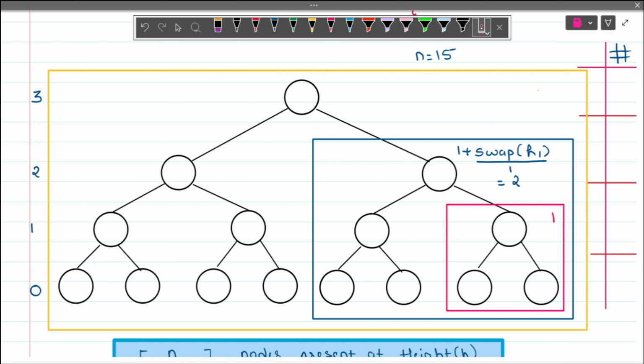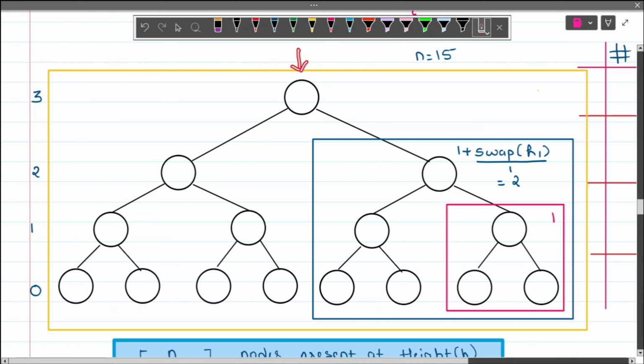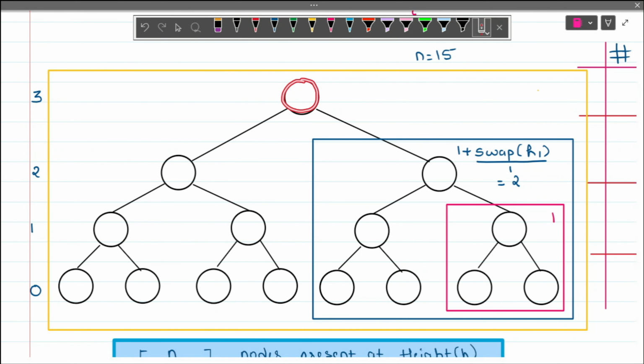Now let's come at height 3. Again here also let's say this node also doesn't satisfy the Max Heapify property, so it might swap with this node or with this node, right? So this will be 1 plus swap happens at height 2. So the value of this will be 2. So overall it will be 3.